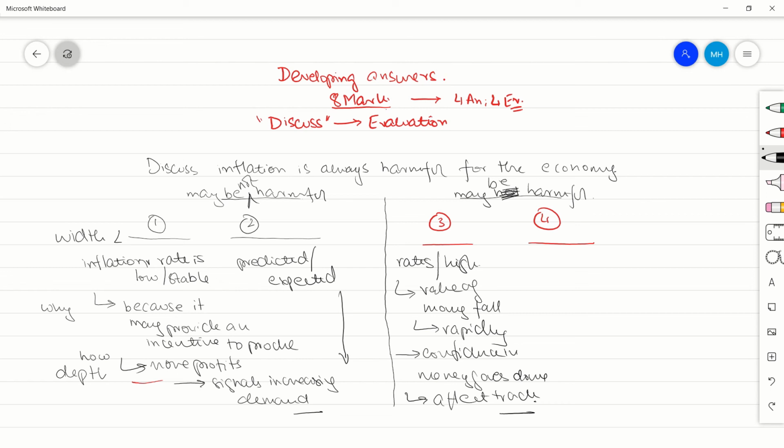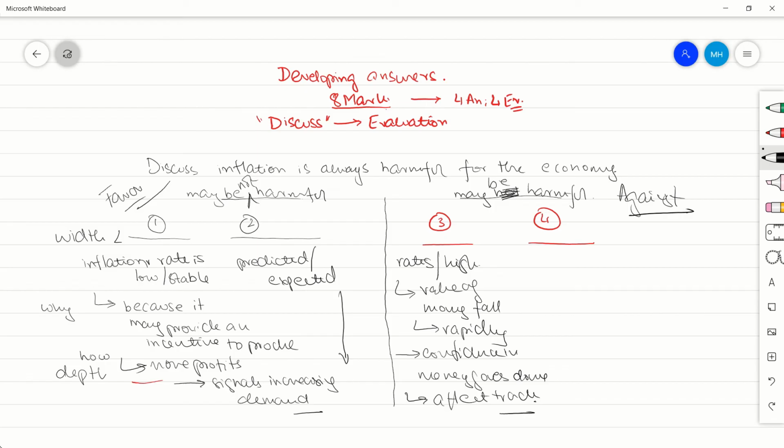So please remember that when you are solving an 8-mark essay, divide the question into 2 parts: why this may happen, may not happen. One side in favor, one side against. This side is in favor, this side is against, may be harmful.